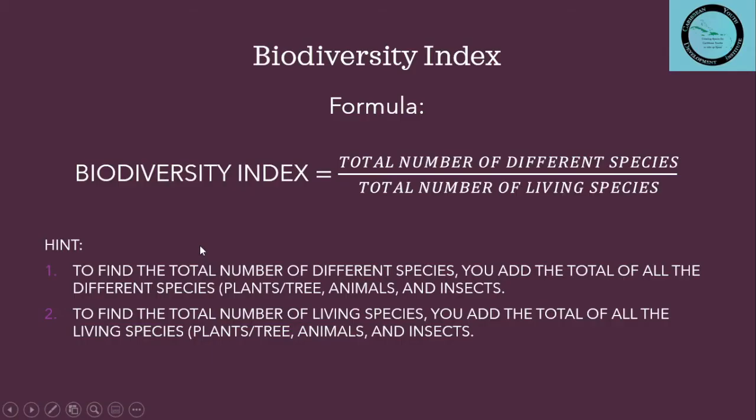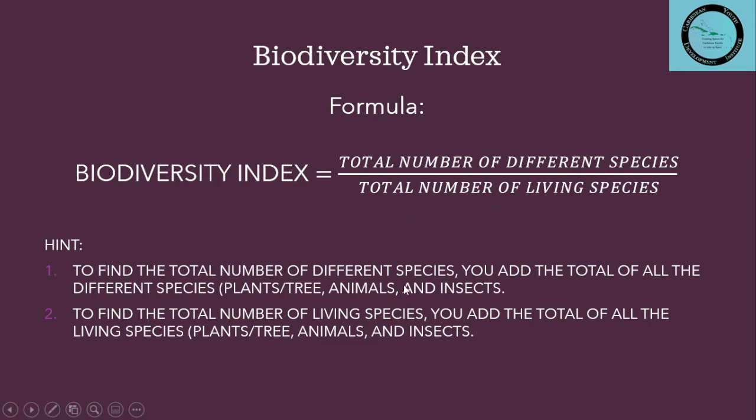Now that we have collected the information on the types of animals, insects, and trees/plants, and the total number of living animals, plants and insects in our area of interest, we're going to take that information and plug it into our formula. At the top of our formula, we see total number of different species. And in the denominator, or the bottom of our formula, we see total number of living species.